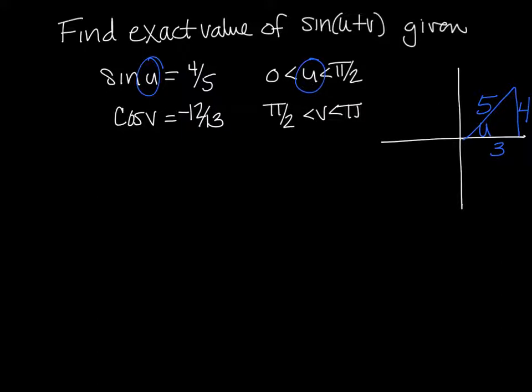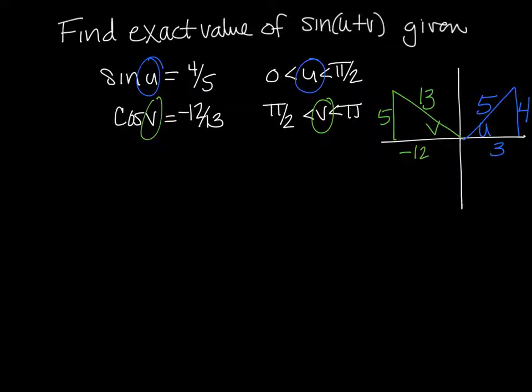Then we have the other information. They told us v, and if you notice it says v is between pi over 2 and pi. Well, pi over 2 is here and pi is here. So they're telling us v is in the second quadrant. And then what else do they tell us? Cosine is negative 12 over 13. So we go negative 12, and then we go 13. And if we do the Pythagorean theorem, we get a 5 here. Of course, you'll probably end up doing the Pythagorean theorem more than me. I've just become very, very familiar with these two triangles.